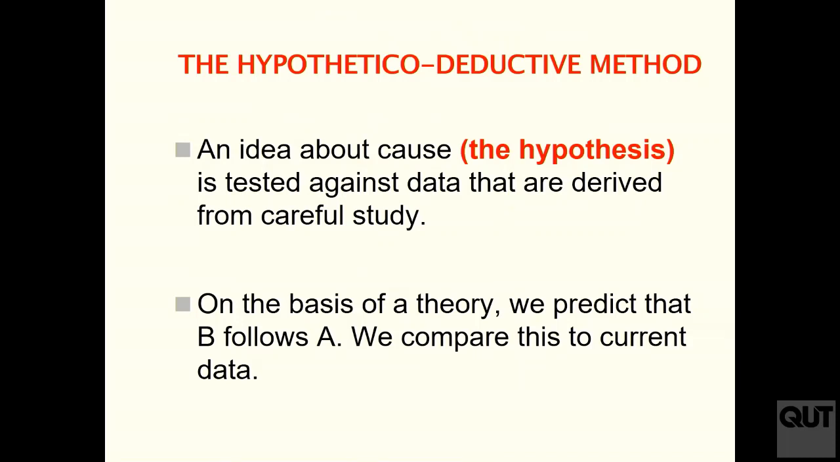On the basis of a theory, this is simple. An idea about cause, the hypothesis, is tested against data that are derived from careful study. On the basis of a theory, we predict that B follows A. And we compare this to our data. It's empirical, right? Now, as I said to you right at the beginning of today, for most of human time, this didn't exist. This thinking didn't exist. You believe something because someone in authority said it, or because everyone else believed it.